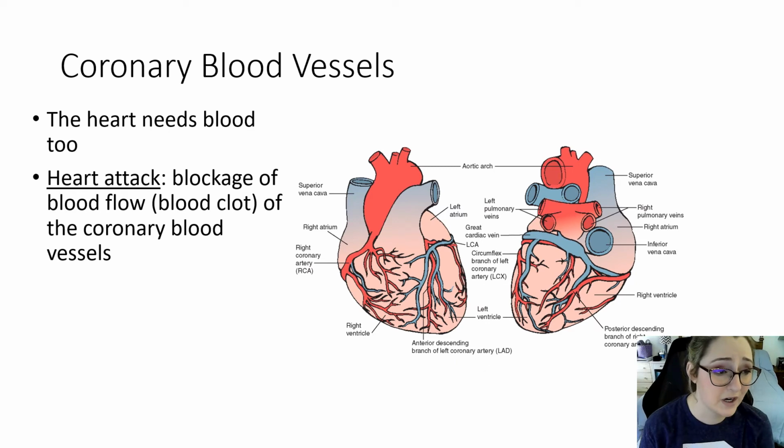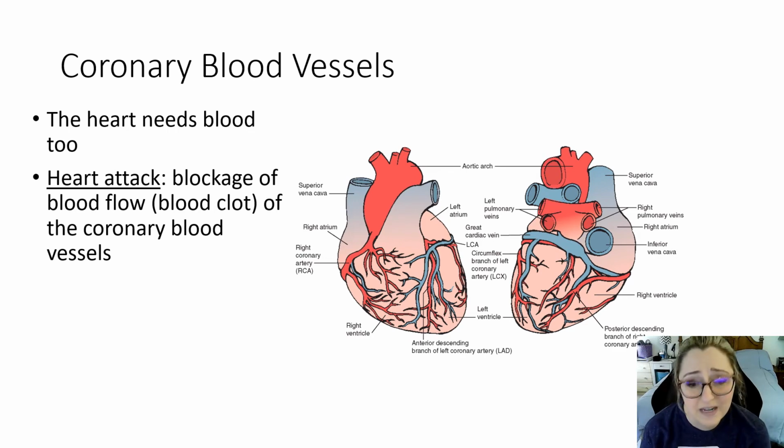Do make a note that a heart attack is going to be a blockage of blood flow, potentially by a blood clot of the coronary blood vessels, which can be very bad. So do keep in mind that we do need these blood vessels to supply blood to the heart, and if they aren't able to do that, then we have a problem, a big one.